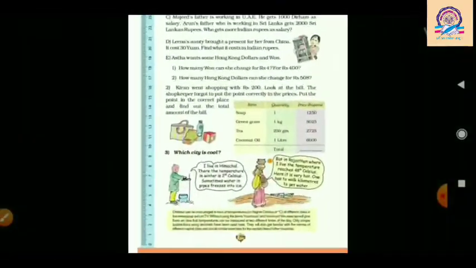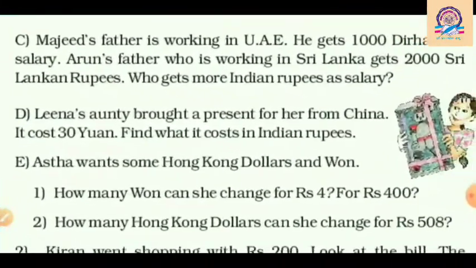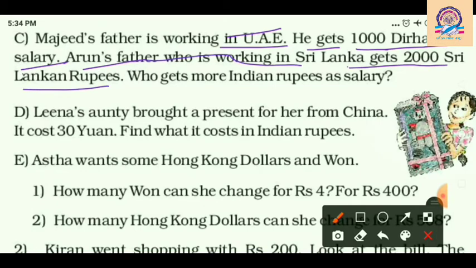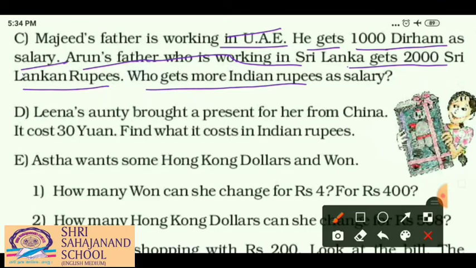Question C. Here Majid's father is working in UAE, United Arab Emirates. He gets 1000 dirham as salary. Arun's father, who is working in Sri Lanka, gets 2000 Sri Lankan rupees. Who gets more Indian rupees as salary? Here is a comparison of Majid's father and Arun's father, who is getting more Indian rupees.